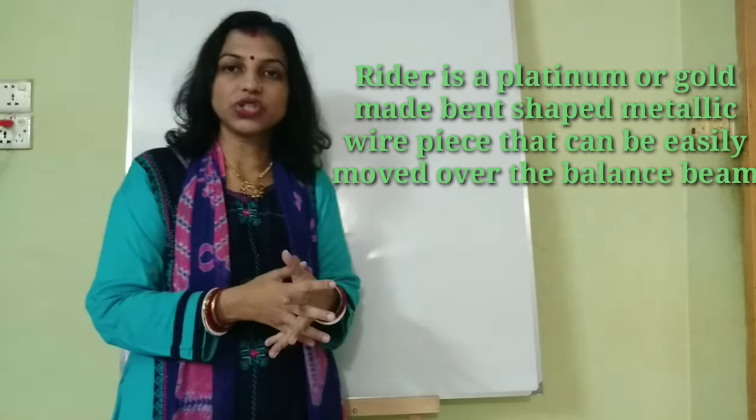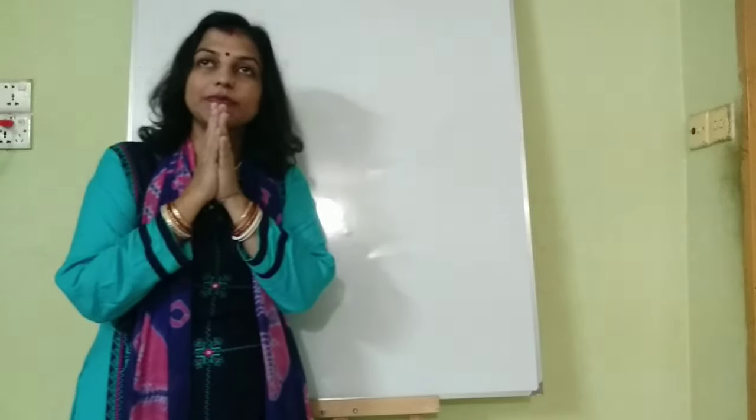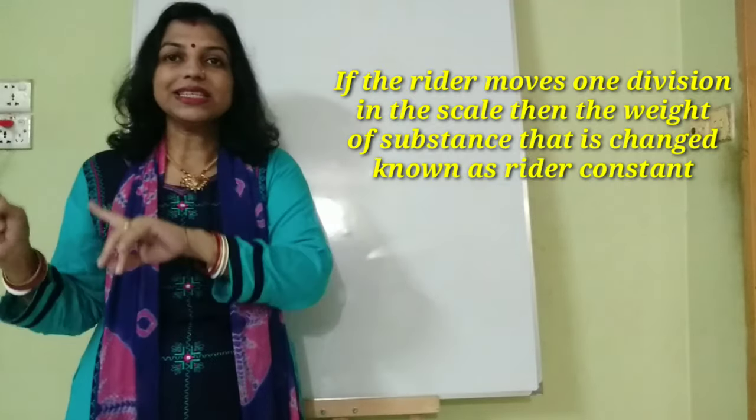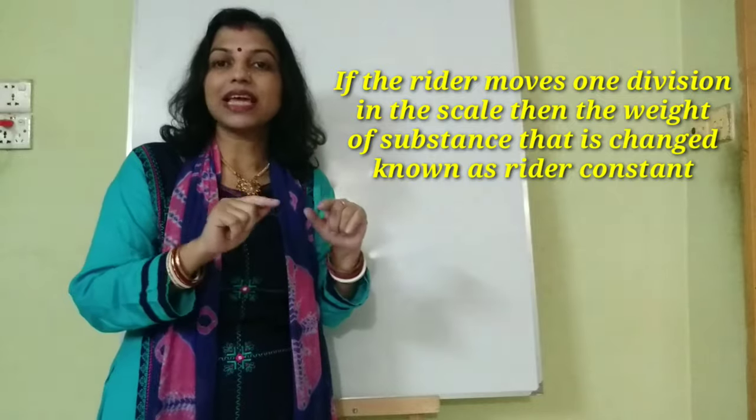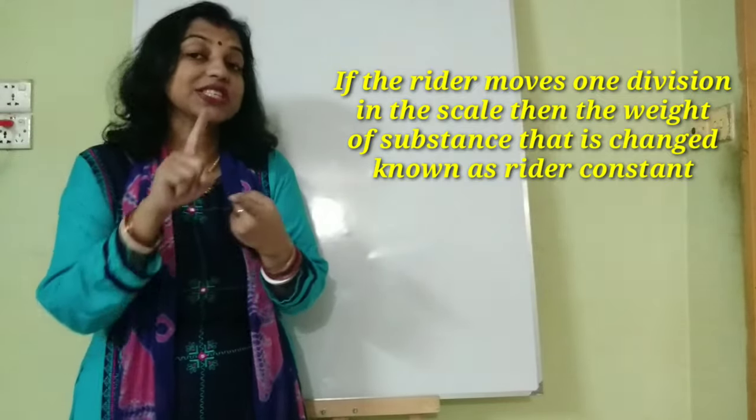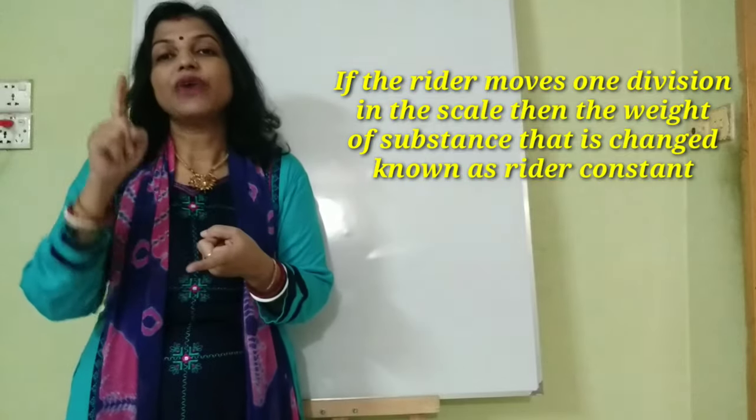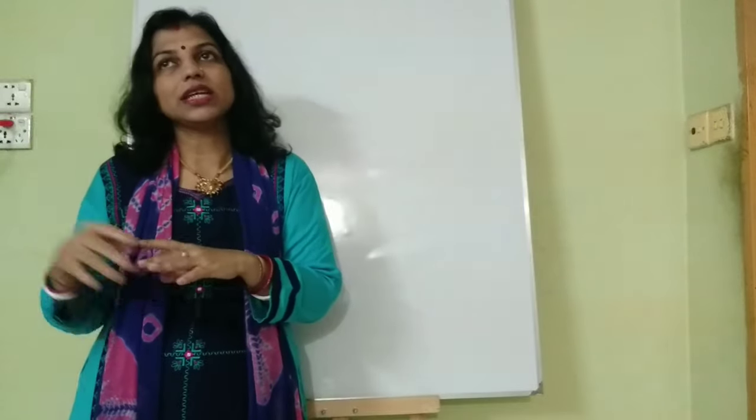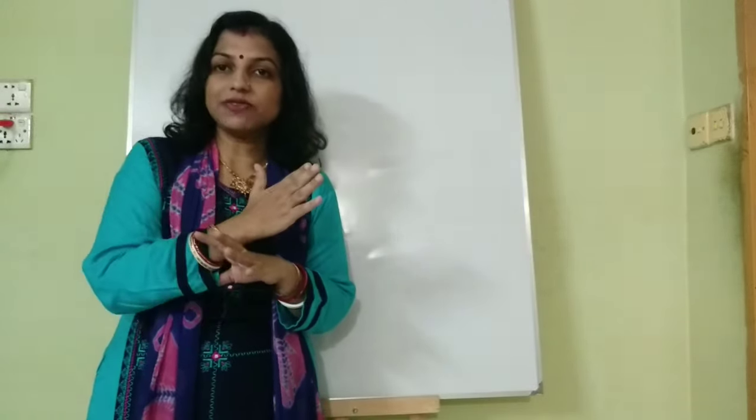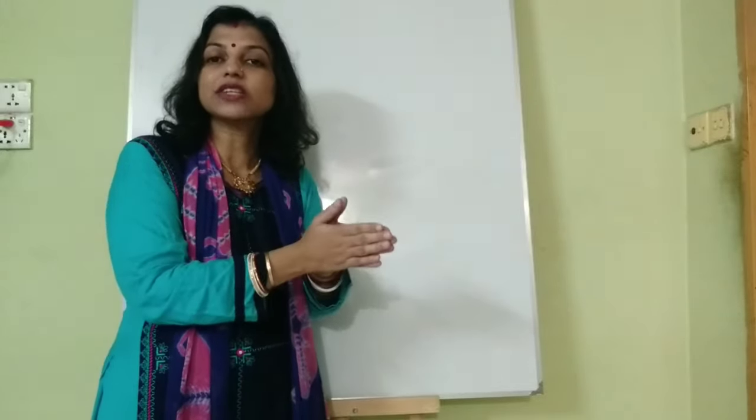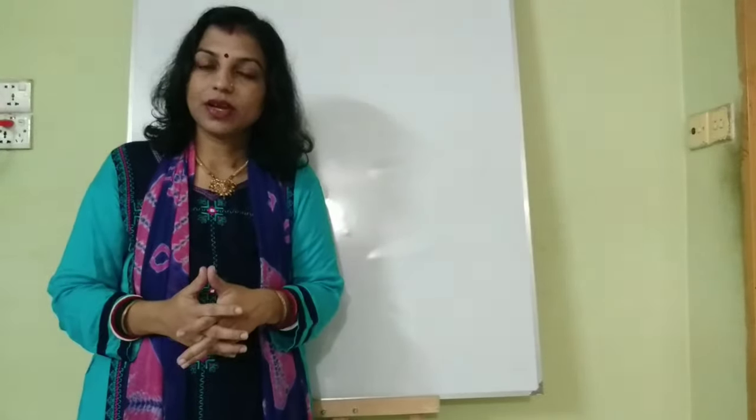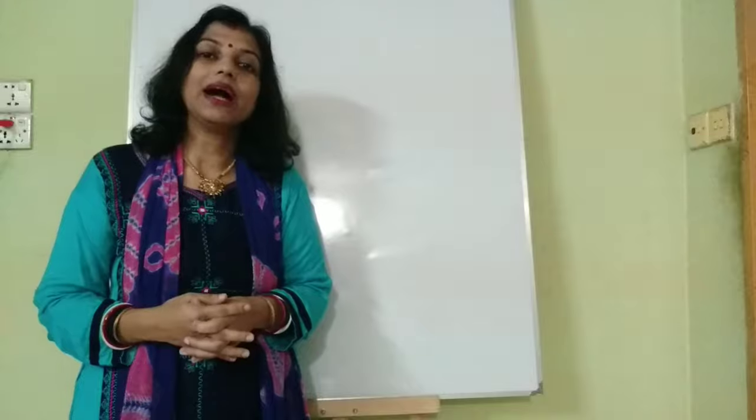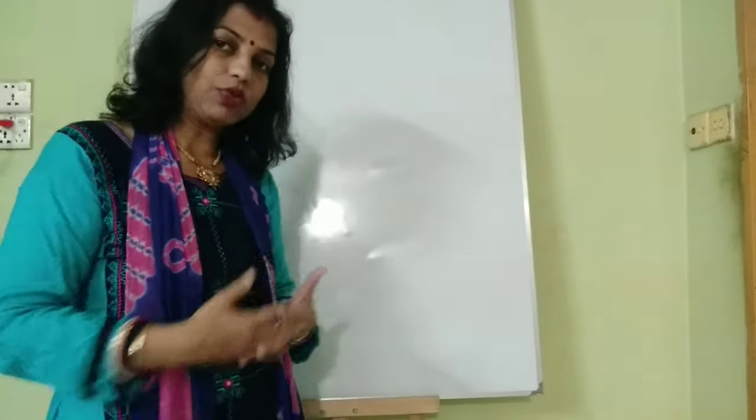Now come to what is Rider constant. For each Rider, that means for each Fallbrook balance, there is a constant numerical value. When the Rider moves one division on the scale, the change of weight which takes place is known as the Rider constant. Just think that if the Rider moves one division on the scale, then the change of weight is known as the Rider constant of that balance. Now I want to calculate this Rider constant with you. Just look at my calculation.